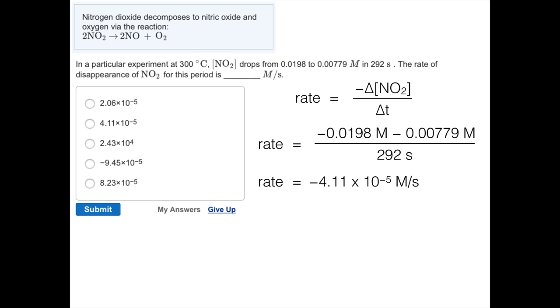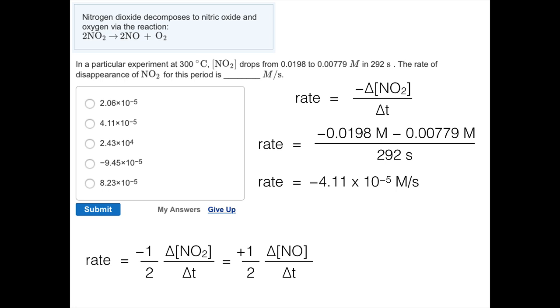In this problem, we were asked to calculate the rate of disappearance of NO2, but we can set a rate expression for any reactant or any product in this particular reaction. So our rate is going to equal negative 1/2 times the change in concentration of NO2 over the change in time. That's going to equal positive 1/2 change in concentration of NO per time, which would equal the change in concentration of O2 over the change in time.